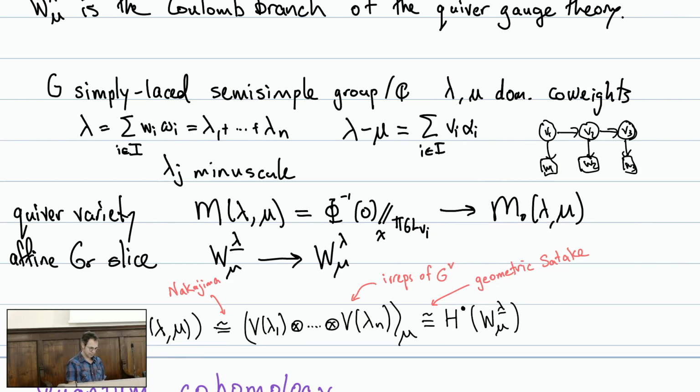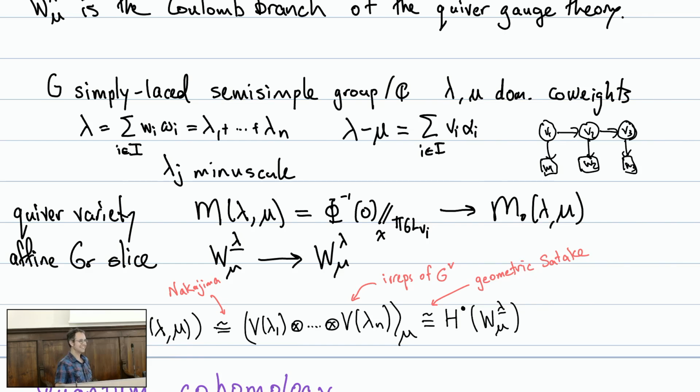On the one hand, by work of Nakajima, which we'll discuss soon, it can be identified with the cohomology of the Nakajima quiver variety. And on the other hand, by geometric Satake, which we'll also discuss a bit more soon, it can be identified with the cohomology of this W lambda mu. So I have these two symplectic resolutions depending on the same data, and they have sort of the same cohomology, at least as a vector space. This isomorphism doesn't preserve the grading, and there's a lot more you can say about this isomorphism, but I'm not going to get into it now.